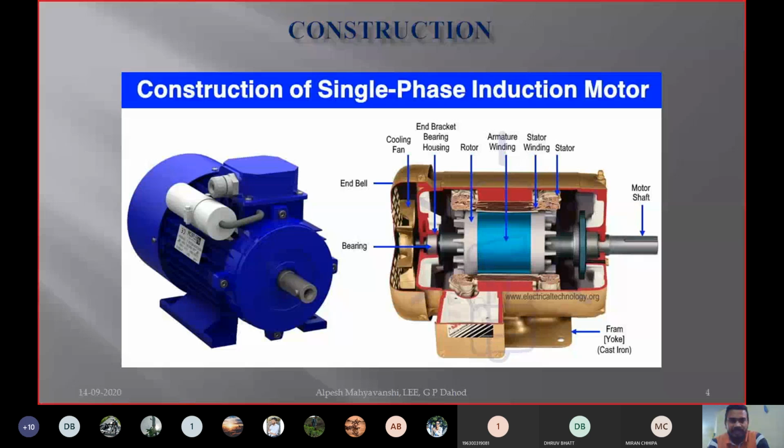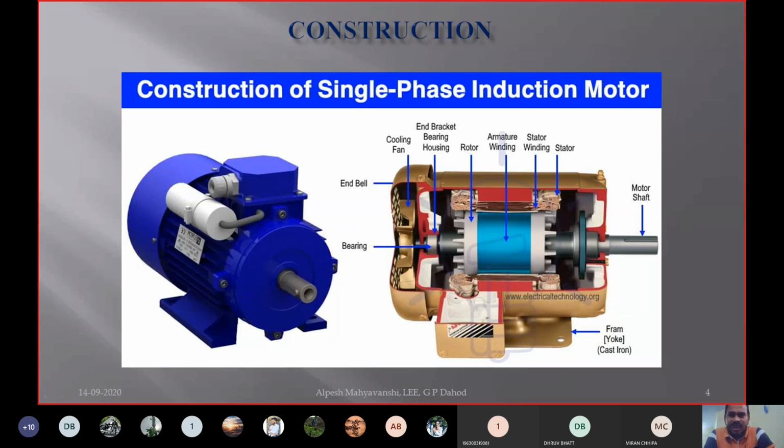Okay, here is the bearing. Bearing is provided on the shaft. Okay, so this portion is the bearing. This is the end bell. Here a cooling fan is also provided to cool the motor. When the motor runs, at that time heat is produced, so we have to dissipate this heat. For that the cooling fan is provided. Here is the end bracket bearing house. Okay, so these are the main parts of the single phase induction motor.